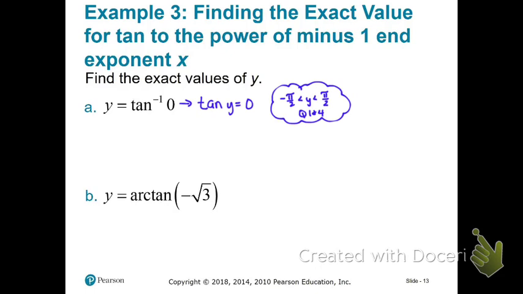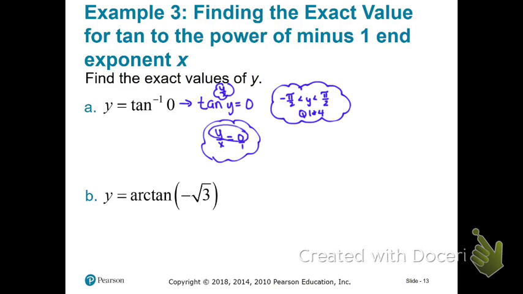So, what is tangent in terms of x and y? It is y over x. What is the only way that y over x can equal 0? If what is 0, x or y? The y. The y has to be 0. So x could be any number. We're just going to put it over 1, okay?